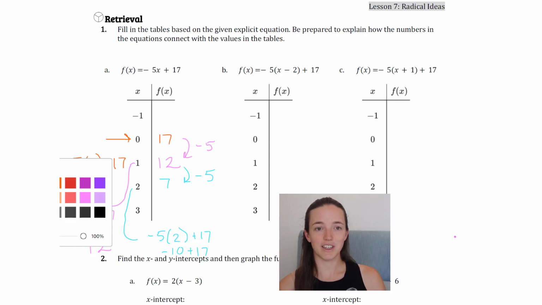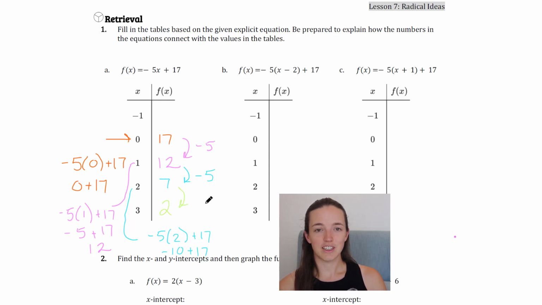So I don't think we need to plug things in for the rest of the table. I think we can just figure it out. Minus 5, that would make this 2. And then we can think backwards. If I add 5 to 17, I get 22. So that must be where this started. Okay, so we've noticed something here.